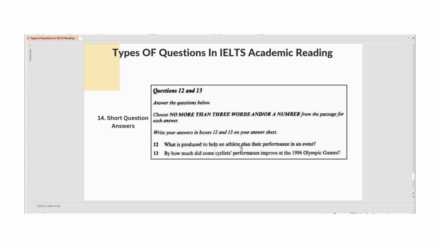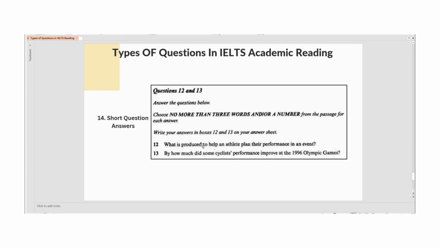What is produced to help an athlete plan their performance in an event? Okay, so you have to write the answer to this question in no more than 3 words. Okay, this is just like simple questions and answers. All you have to do is to scan the passage and find the answer to the questions, but you cannot write more than 3 words for the answers.